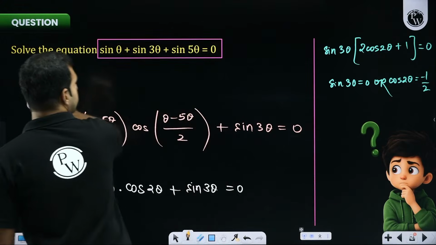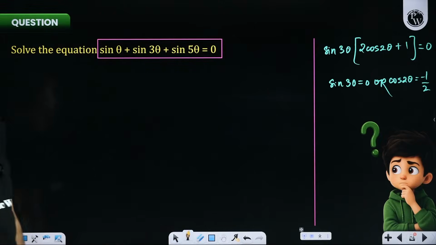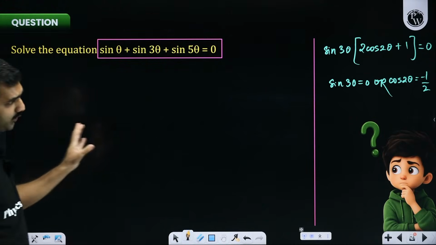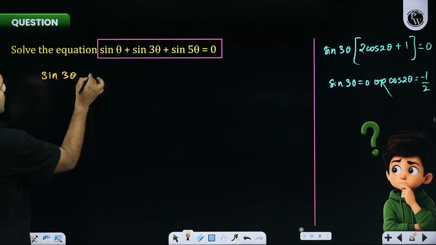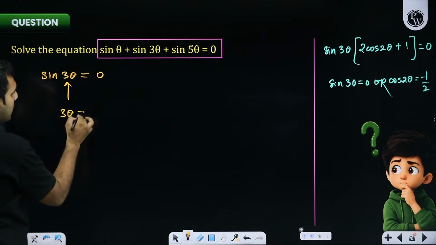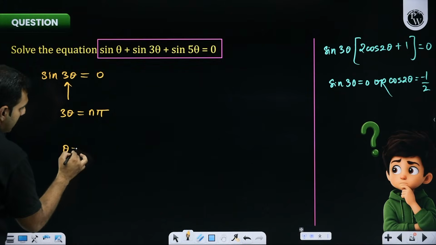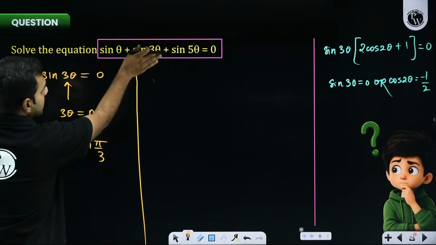Give me a moment, everyone. I hope the first part looks very simple, where somebody says, sir, sine theta is 0, theta I think is clearly n pi. That's very easy. But sir, when cos is minus 1 by 2, what do we really do? That is something we need to take care of. So we'll do both. Sine 3 theta is 0. Whenever sine of anything is 0, we know that the angle is a multiple of pi. Remember that? So 3 theta will be a multiple of pi, and from here theta will be n pi by 3. That's my first conclusion.